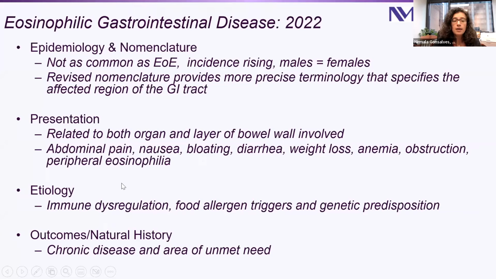Etiology is a combination of immune dysregulation, food allergy triggers, and a genetic predisposition. And natural history and outcomes suggest that this is a chronic disease similar to EOE, but really understanding true natural history and outcomes is an area of unmet need.